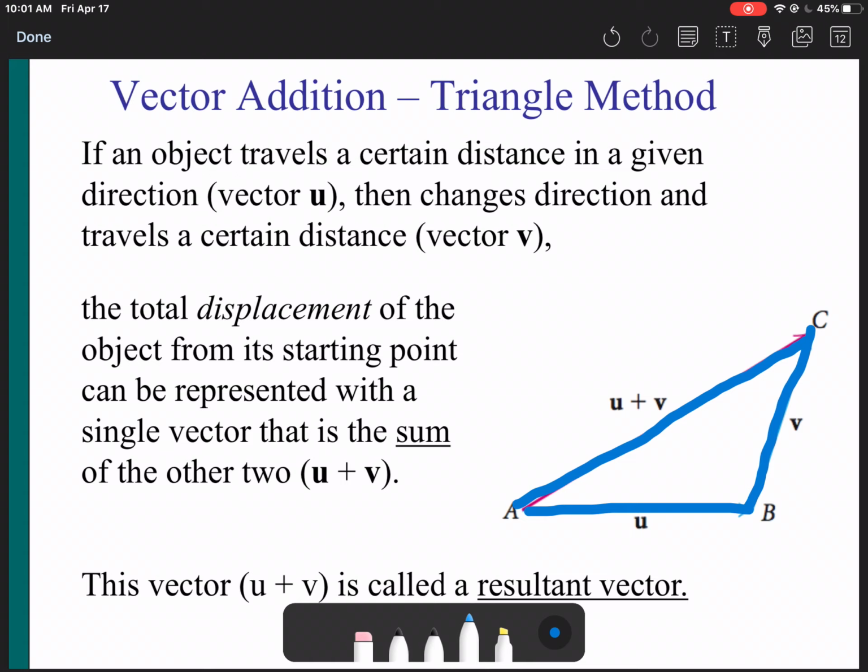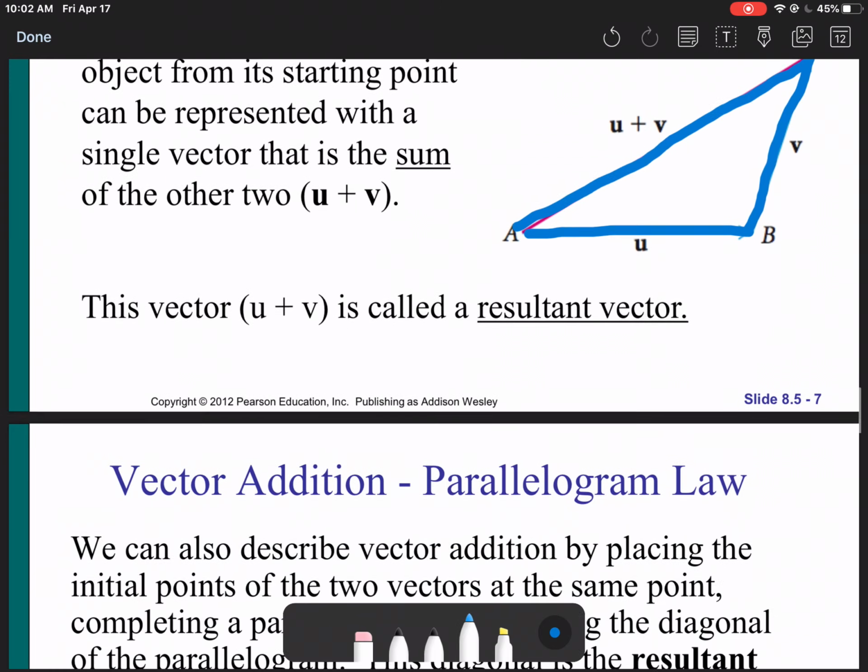And in applications, this is the vector that we're interested in, right? We want to know what is the resultant, what is the outcome of the combined application of our two vectors in this case. Of course, you could have more than two, but we're just going to limit it to two for now.